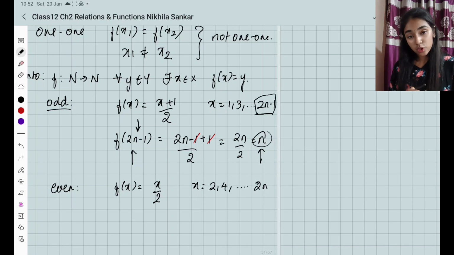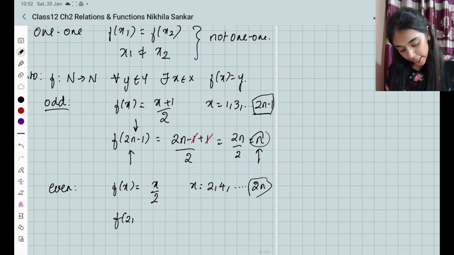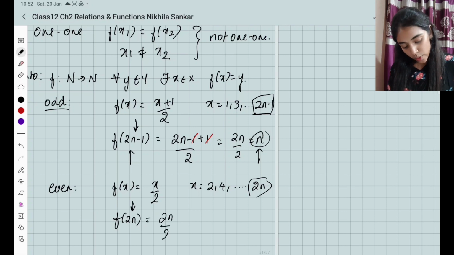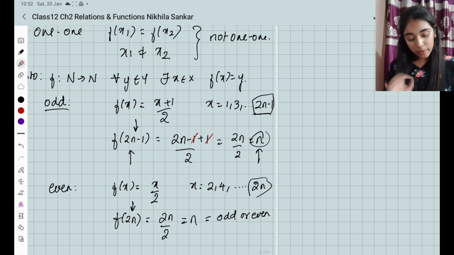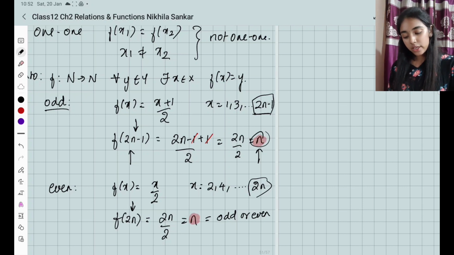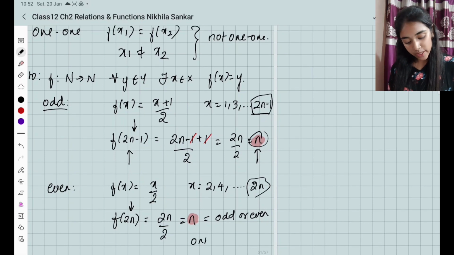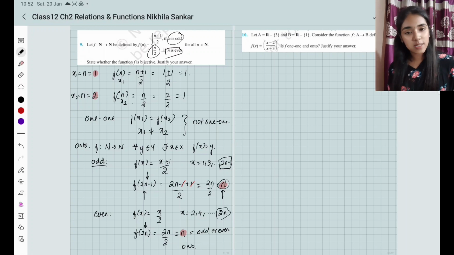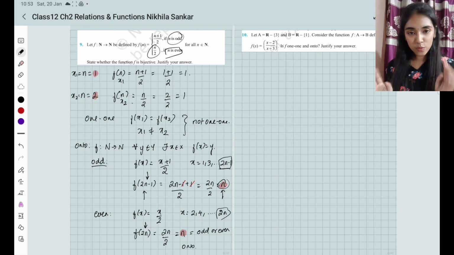Now how do we write an odd number? 2n minus 1. How do we write an even number? 2n. Okay? So in such a case, when you substitute any even number, f of 2n, you have 2n divided by 2, and this is again going to be n, where n is odd or even. So what does that mean? Your codomain is going to be all odd or even numbers, which is everything. So this is onto. Everything is covered. So this is not one-one, but it is onto all the numbers. Even when you substitute odd, you can get even or odd. Even when you substitute even, you can get odd or even, both. Okay? So we are not missing out anything. All values come. Which means it is going to be onto.